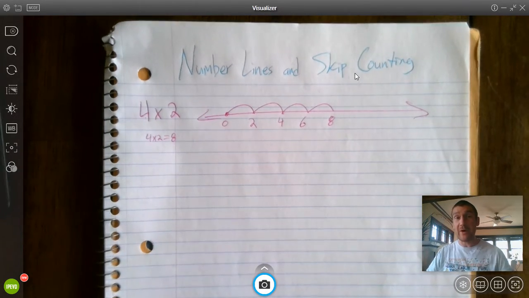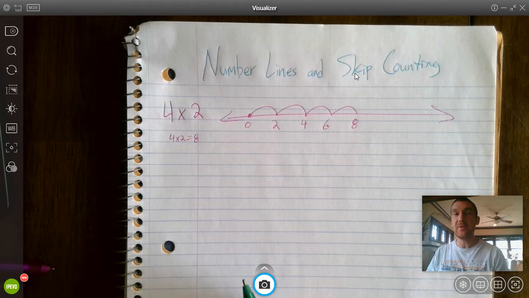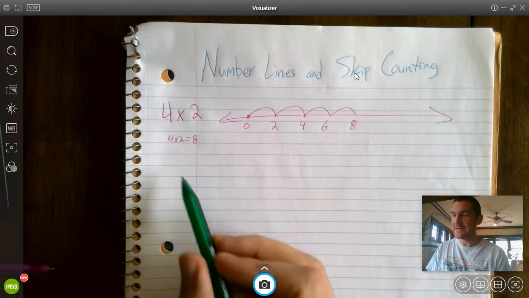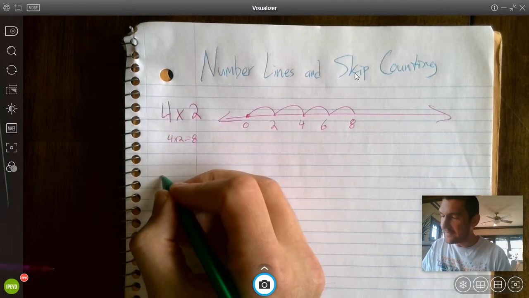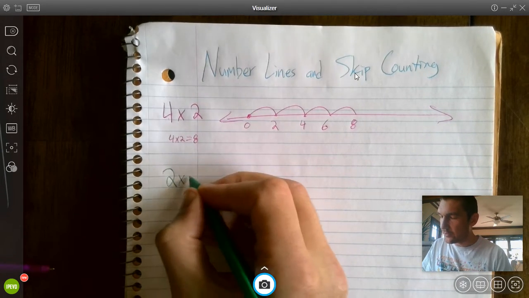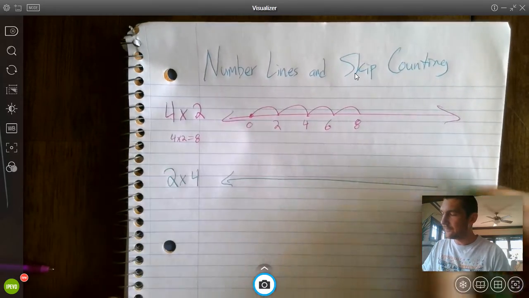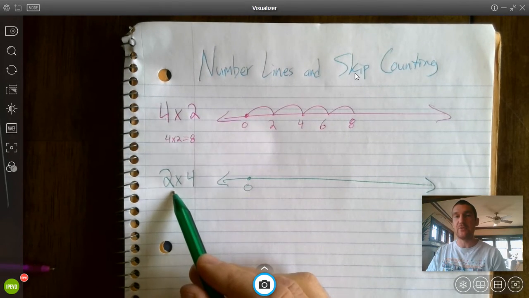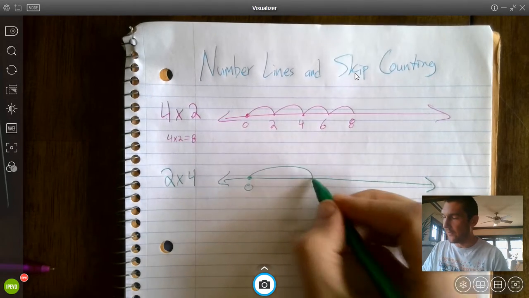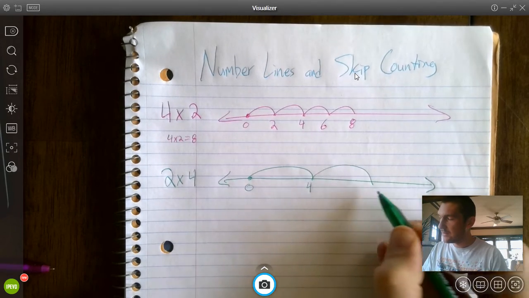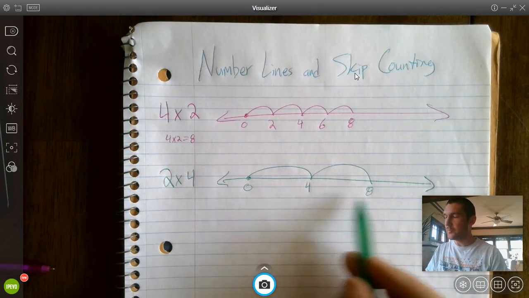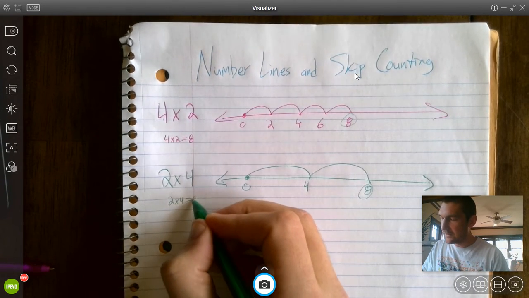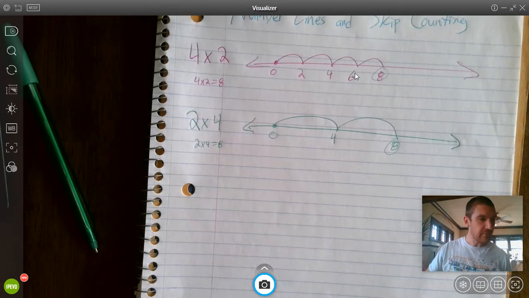All right. However, using what's called the commutative property of multiplication, you can also think about this in a different way. Instead of 4 groups of 2, I can also think of this like 2 groups of 4. So I start at 0. Instead of counting by 2s this time, I'm going to count 2 groups of 4. So I go 4, 8. 2 groups of 4. I still land on 8. 2 groups of 4 equals 8. Okay? Let's try another one.